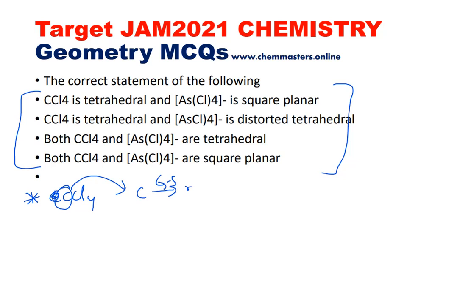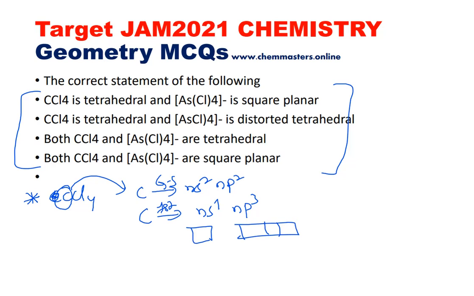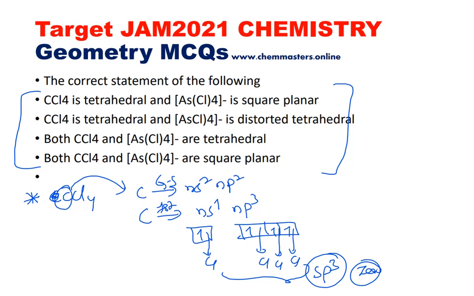In its ground state, we can see ns2, np2. And in its first excited state, we can write ns1, np3. Now just fill the electrons in each orbital. Okay, right. 4 orbitals are with 1 electron each. Now 4 chlorines are going to make sigma bonds with the 4 unpaired electrons of carbon. That's why we can say that it is sp3 hybridized with 0 lone pairs, which leads to tetrahedral geometry.